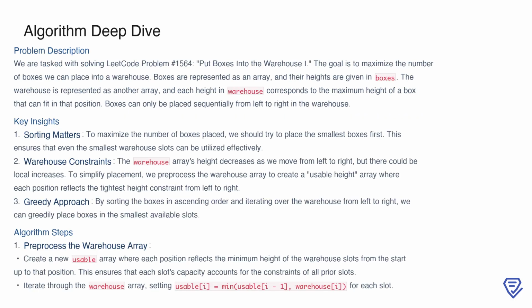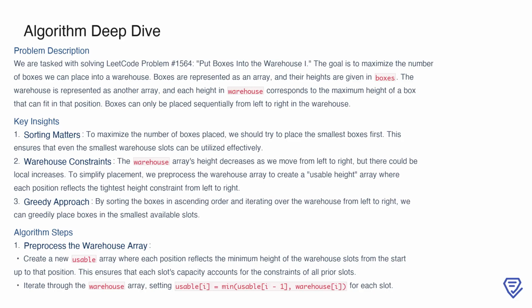The problem asks us to maximize the number of boxes we can place into a warehouse. The heights of the boxes are given in an array called boxes, and the warehouse is represented as another array called warehouse. Each element in the warehouse array indicates the maximum height a box can be to fit in that position. Boxes can only be placed sequentially from left to right, which means once we place a box in a slot, we move to the next slot to the right.